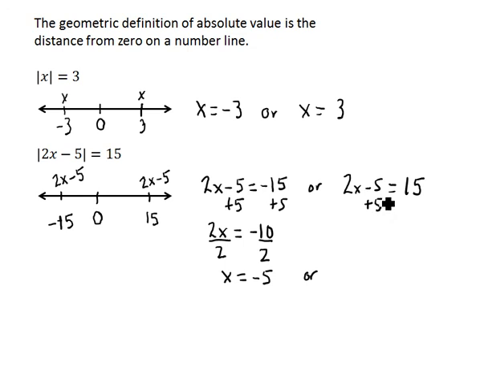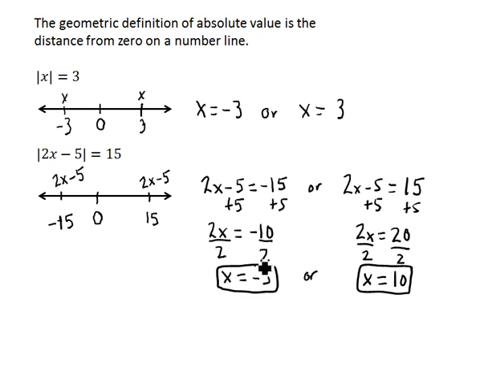Over on this, with this equation, by adding 5 to both sides, I get 2x equals 20. Dividing both sides by 2, I get x equals 10. And those are my two solutions.